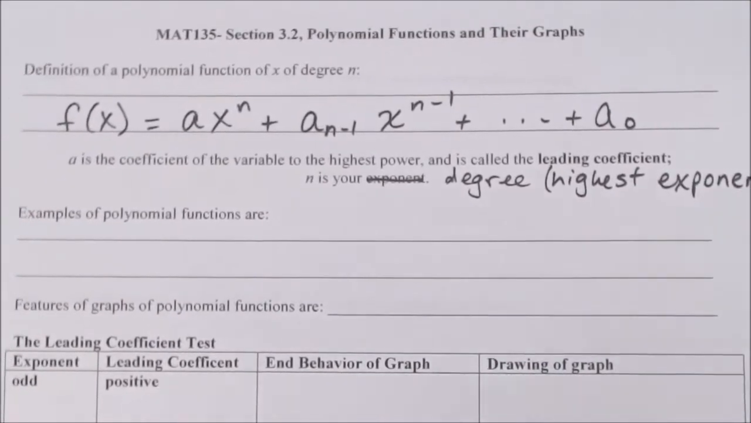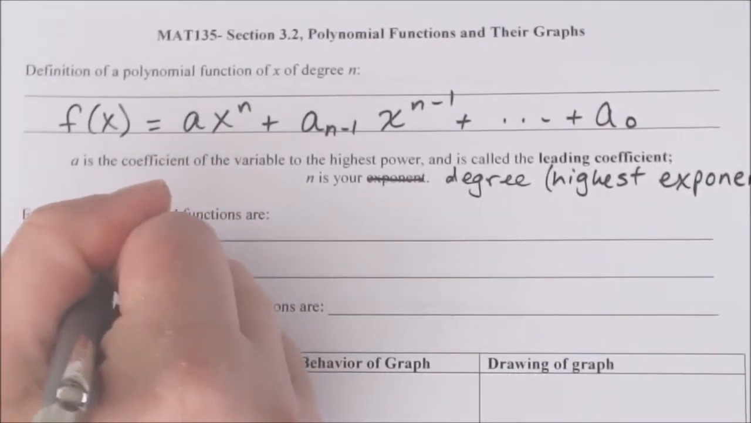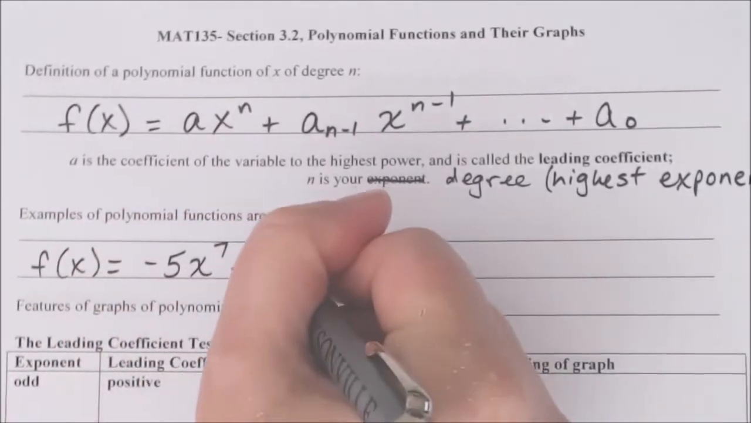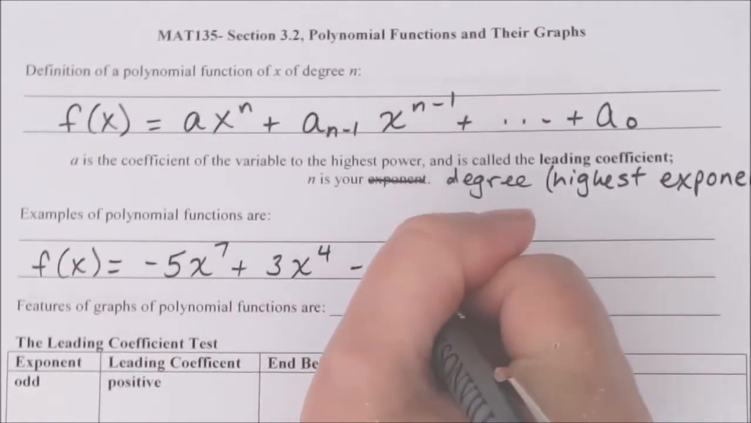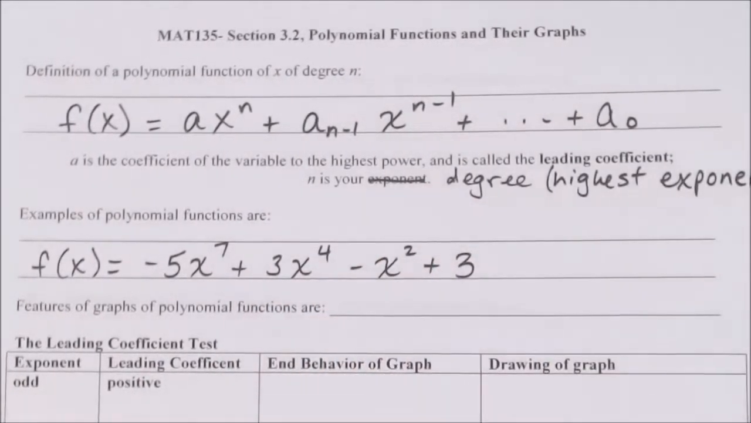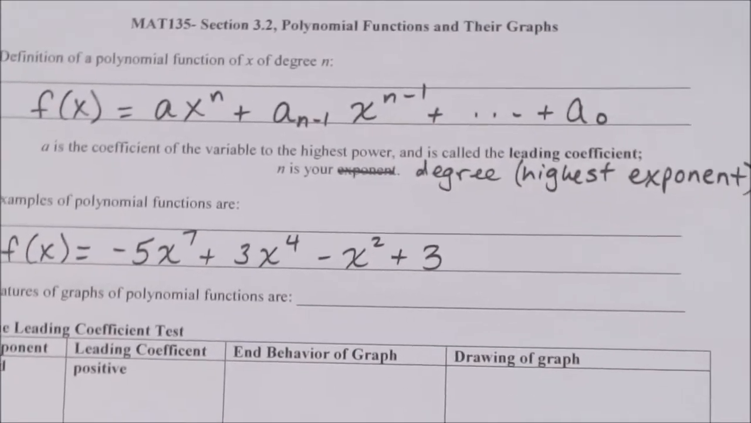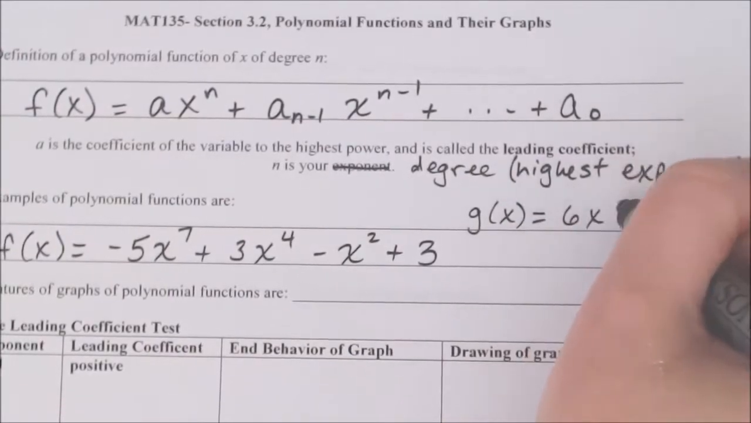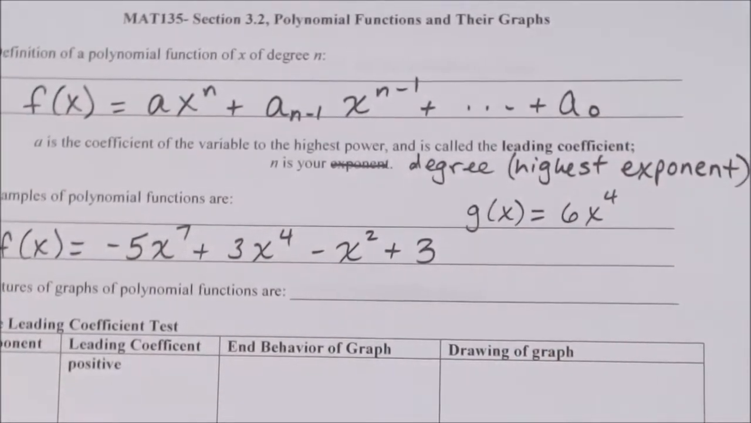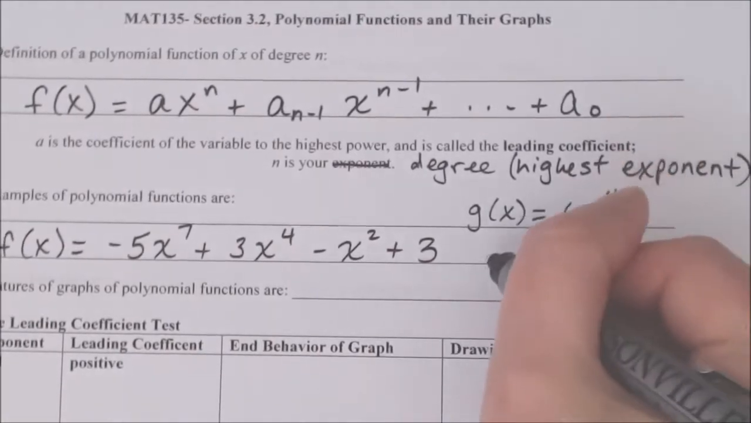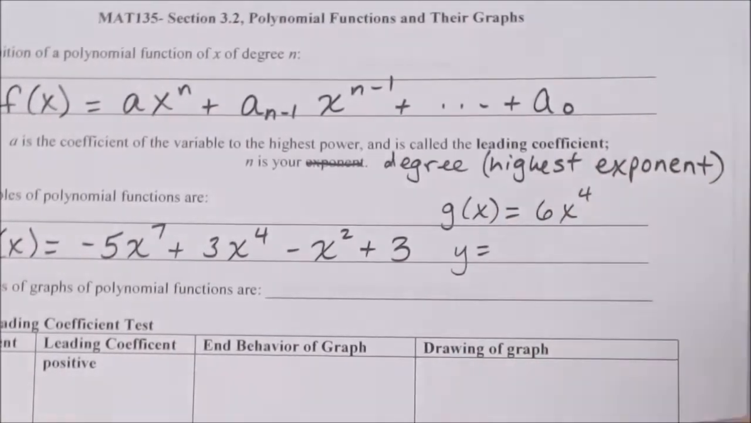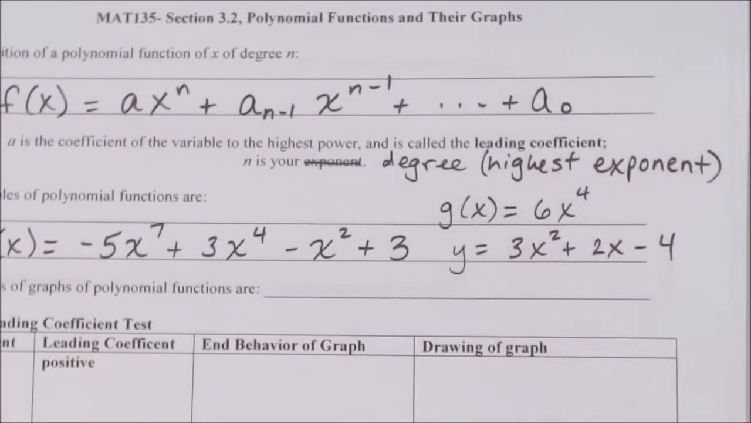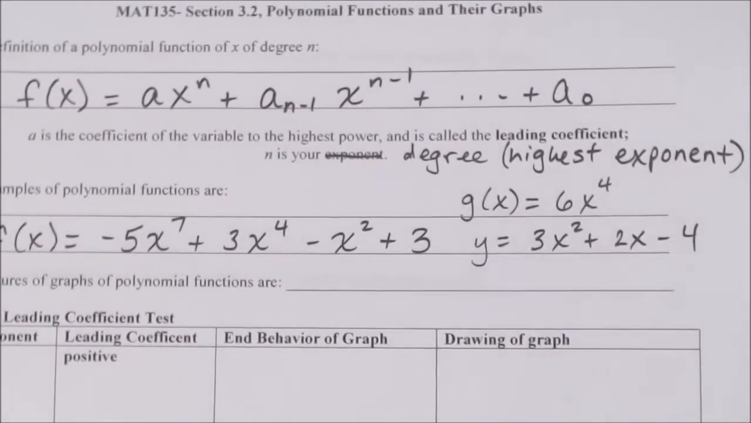So some examples of some functions, I'm just going to give you a few here. We could have something like negative 5x to the 7th plus 3x to the 4th minus x squared plus 3. That might be an example of a polynomial. It can have one term. So it could be like g of x equals 6x to the 4th power. That would be a monomial, but it would still be under the umbrella of polynomials. Like I said, quadratics are also polynomials, so something like 3x squared plus 2x minus 4. That's a quadratic, but it's still under the branch of polynomials.